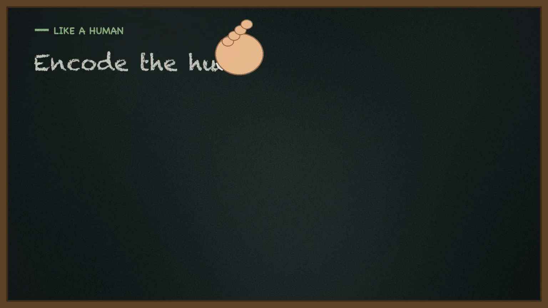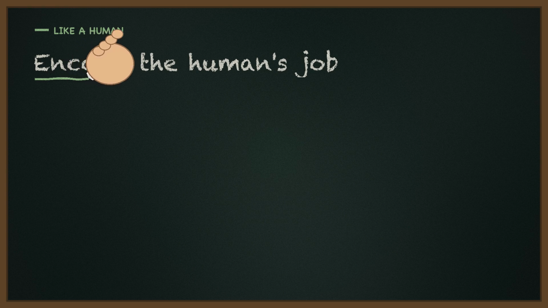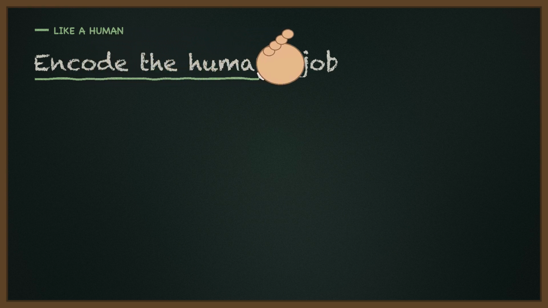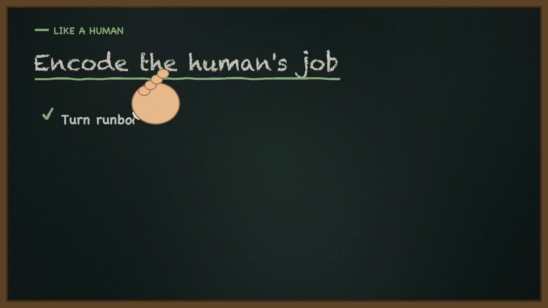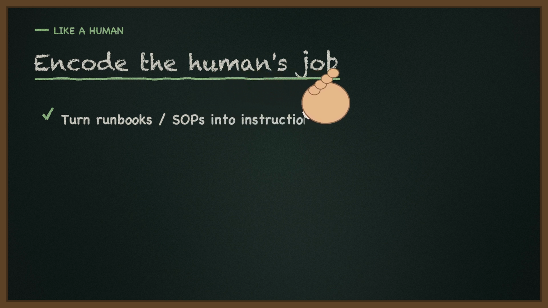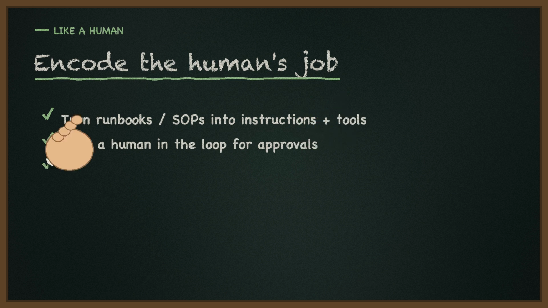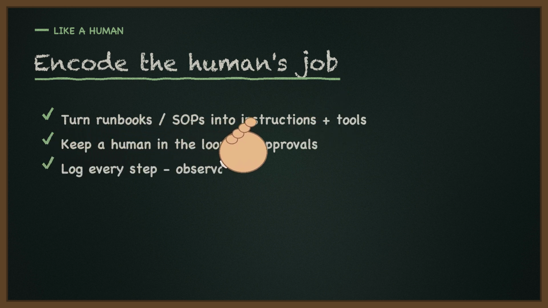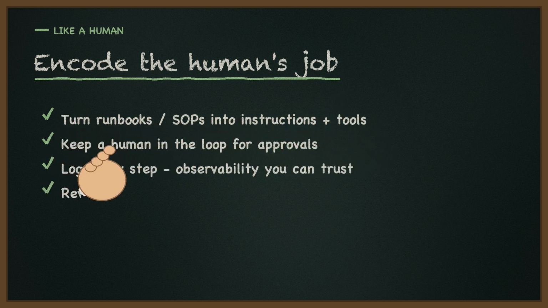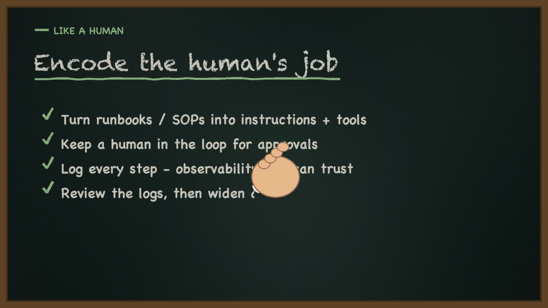Here's the method to make Aria do exactly what your team does. Translate what already works. Take your existing human runbooks and standard operating procedures and encode them directly as the agent's instructions plus the matching tools. Each step in a runbook becomes either a written rule or a tool call. Start from proven procedures, not a blank page. And Aria inherits years of hard-won team knowledge from day one.